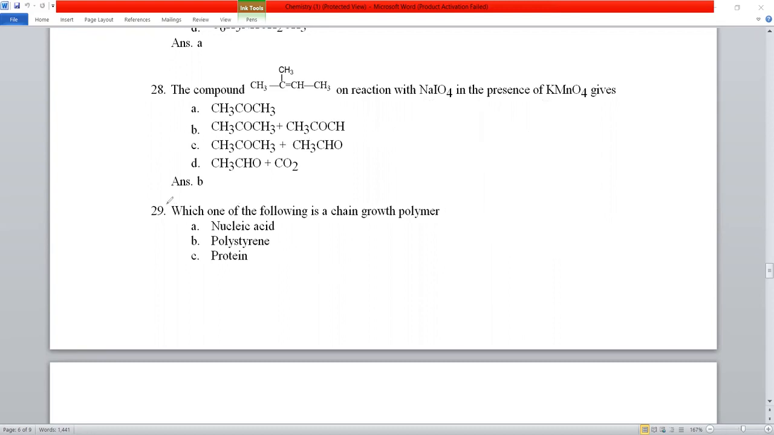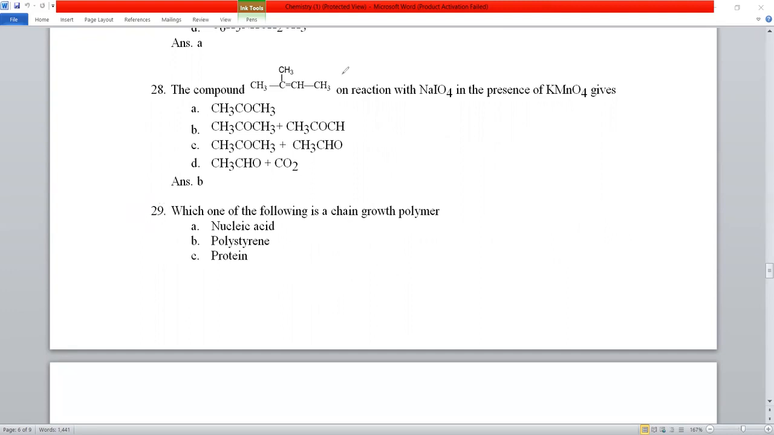Okay, next, question number 29. Which of the following is a chain growth polymer? Chain growth polymers are nothing but addition polymers. Which is the addition polymer here? Polystyrene. Okay, polystyrene is the answer.